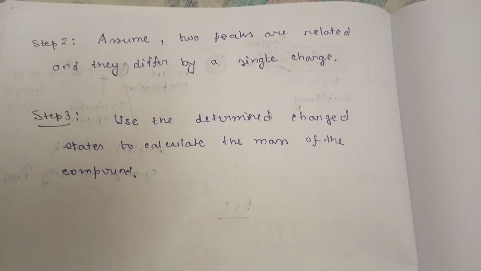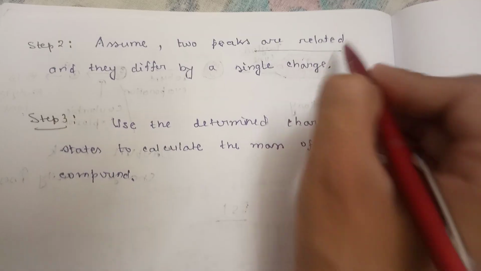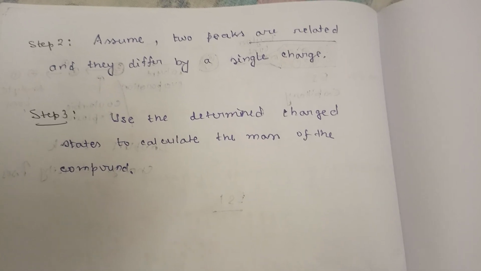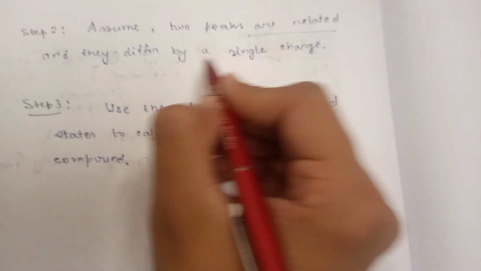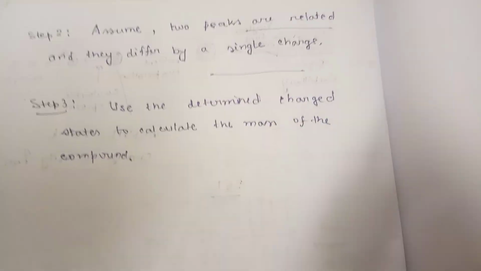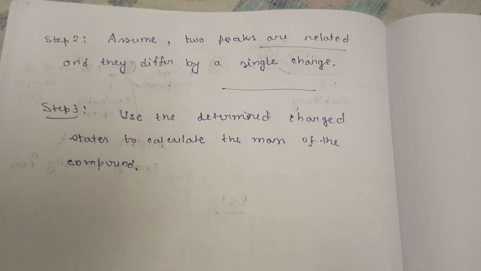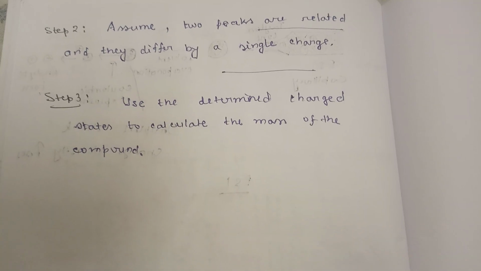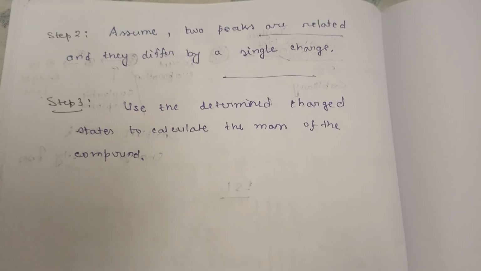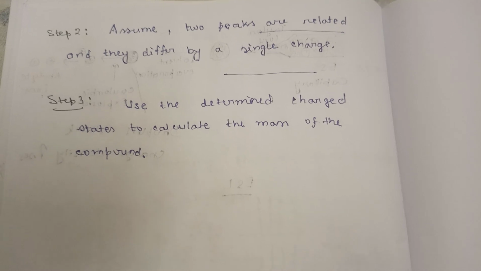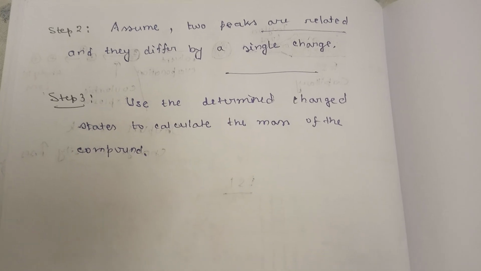The second step is what I have said just before: assume that the two peaks are related. You have to assume that the charge variants are from the same compound, and they will differ by a single charge. As I have said, for adjacent peaks the values of z will have a difference of just 1. Since we have assumed that the unprotonated mass for the two peaks is equal, from the graph we can set two equations and solve for the mass. How? We will check in the problem.